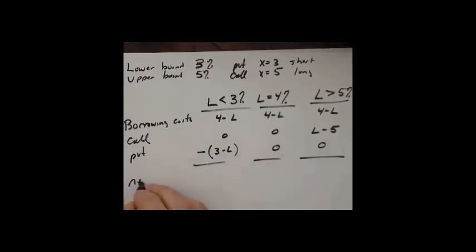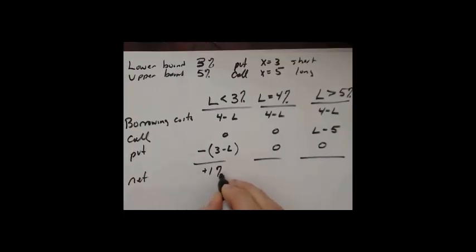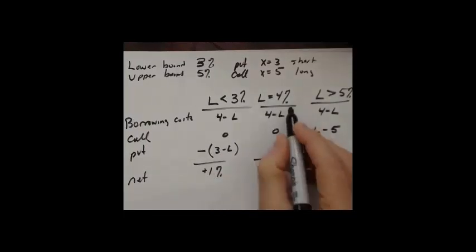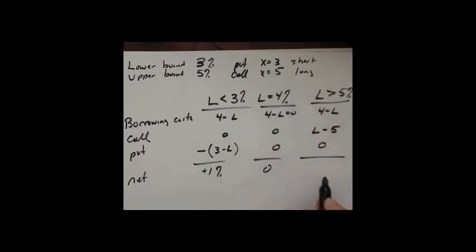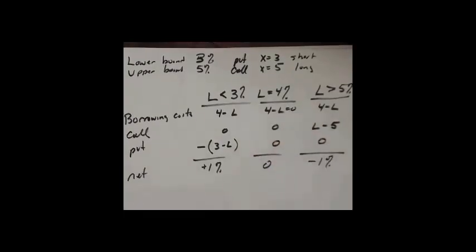So the net effect, net cost relative to 4%, is plus 1, because the L's cancel, and we get 4 minus 3, which is 1. Here we get 0 because L is 4, so this equals 0. And here we get minus 1%. So what does that look like? Well, this is what happened. You get this.